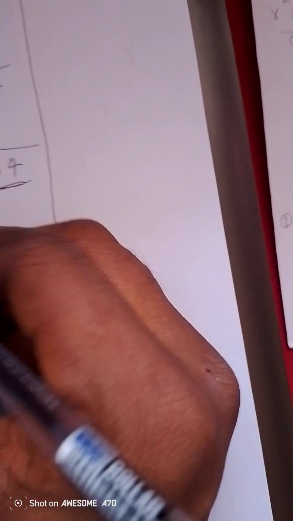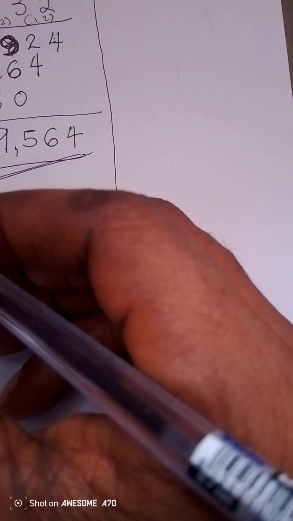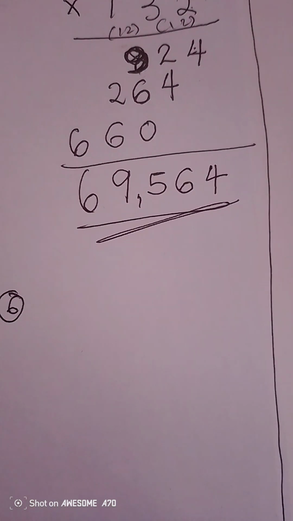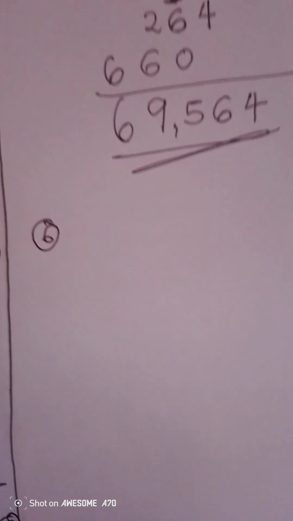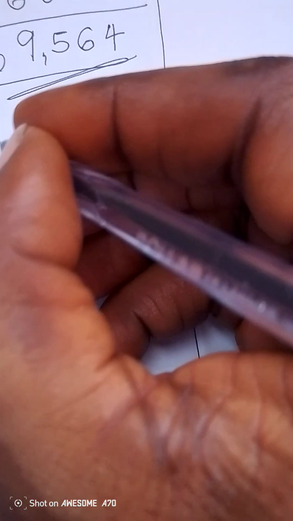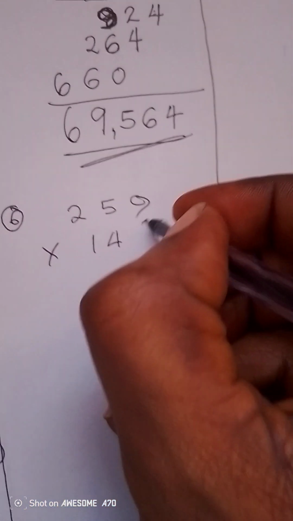Now let's go to another. Let's take the final. Okay, not the final now. But let's take another number. Okay, it shall be the final. This shall be the last because of time. Let's take 259 multiplied by 143.